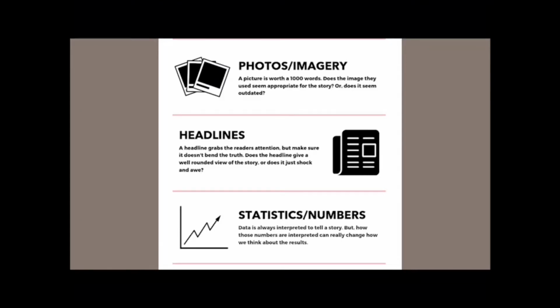One of the last things is statistics and numbers. Data is always interpreted to tell a story, but how those numbers are interpreted and what numbers are left out can really change how we think about the results. We always want to make sure that the statistics and the numbers are real and that the study was done in an ethical way. But what numbers they choose to provide in news stories and what numbers they choose to leave out can really paint a false image of a set of statistics.